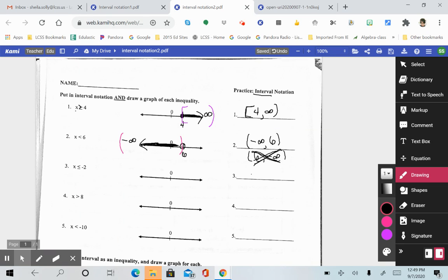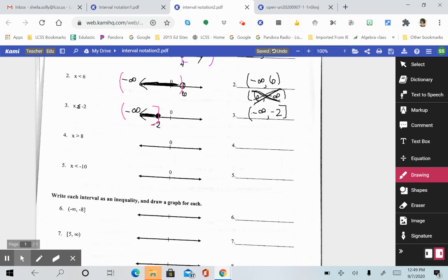Left to right. All right, number 3, x is less than or equal to negative 2, so we want to put a filled circle. Since it's less than, it's going left. This graph is approaching negative infinity. Now we want to enclose our solution set using parentheses and brackets. Parentheses at infinity, brackets for filled circles. Left to right, parentheses, negative infinity to negative 2, and negative 2 has a bracket since it's included.